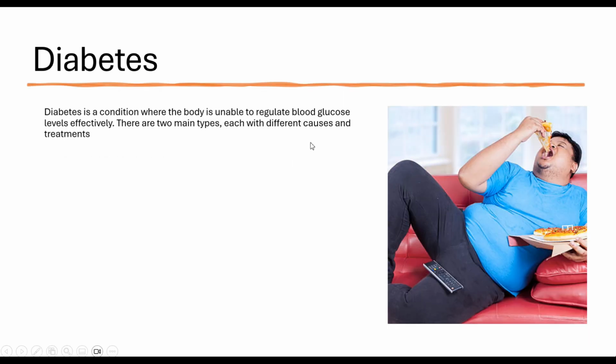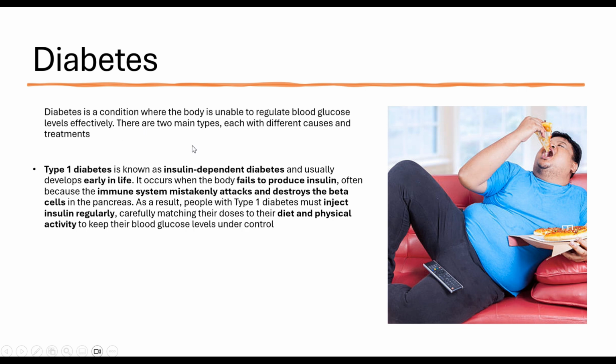Diabetes is a condition where the body is unable to regulate blood glucose levels effectively. There are two main types, each with different causes and treatments. Type 1 is known as insulin-dependent diabetes, and it usually develops early in life. It occurs when the body fails to produce insulin, often because the immune system mistakenly attacks and destroys beta cells in the pancreas.